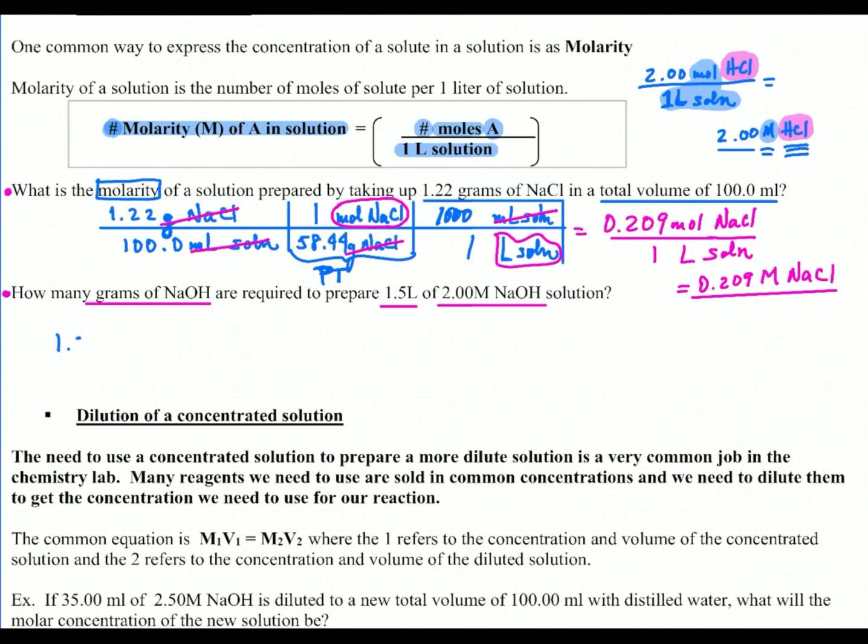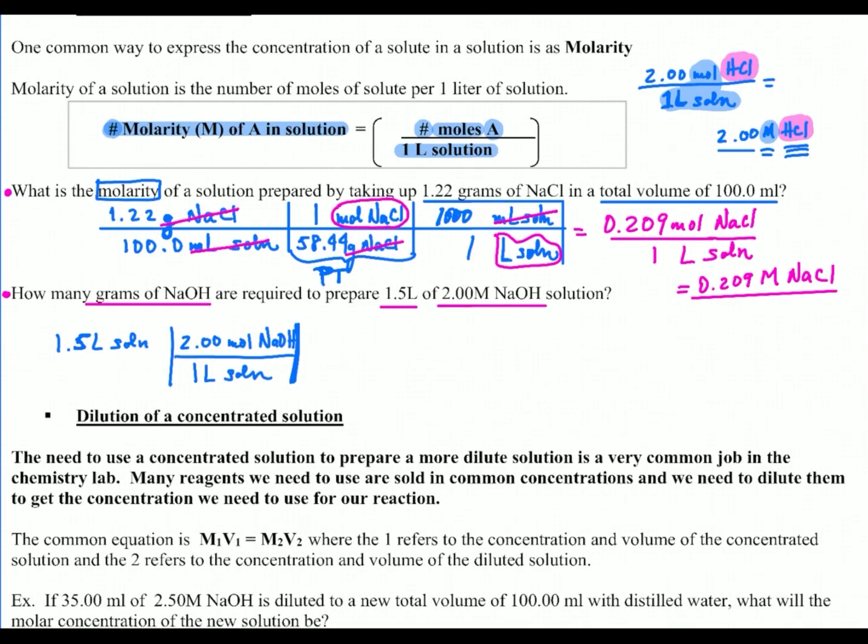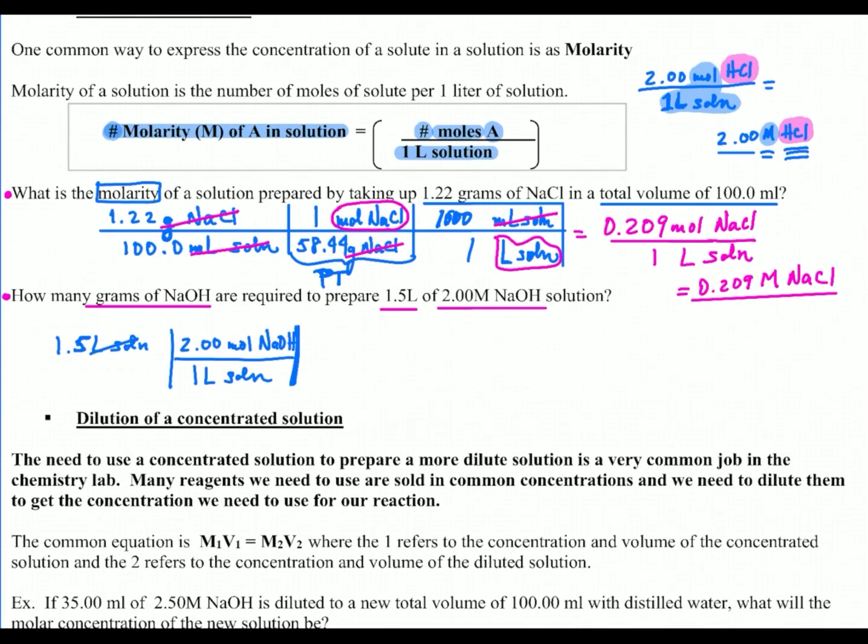So I have 1.5 liters of solution. The concentration of that is 2.00 moles NaOH for every 1 liter of solution. So if I did that math and stopped, it would tell me how many moles of sodium hydroxide I needed. But I want to actually weigh this out on a balance. I need grams. So liters of solution would cancel.